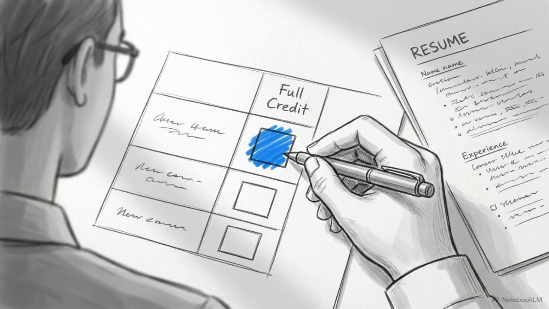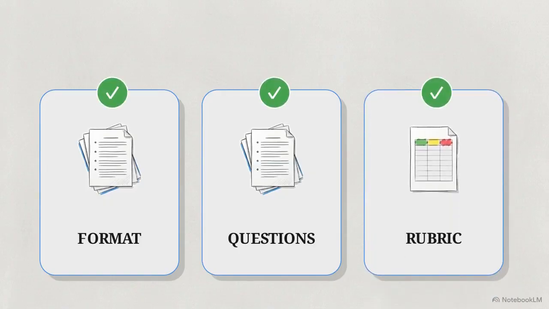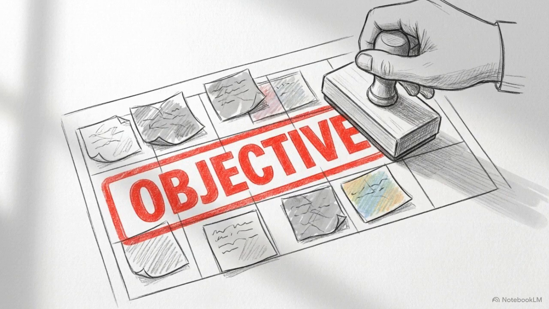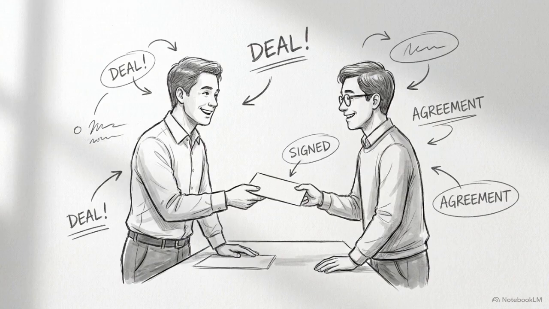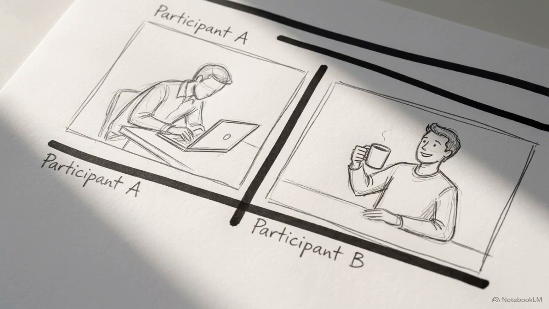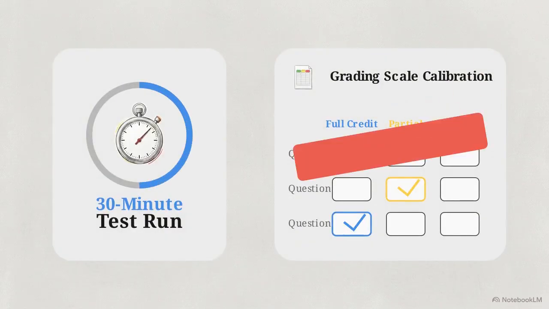You now have a standardized format, a locked-in question list, and an objective scoring rubric. This framework removes opinion-based recommendations from the evaluation. It upgrades the candidate experience by providing clear expectations, and it increases the accuracy of your hiring signal. Your final step is calibration. Grab a current team member and perform a 30-minute test run to calibrate your new grading scale before you take it into a real interview.